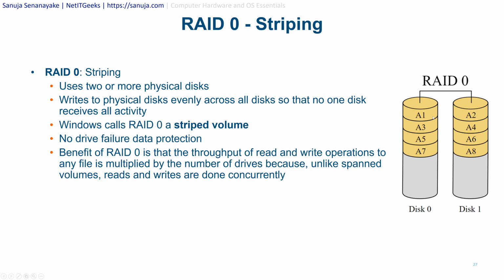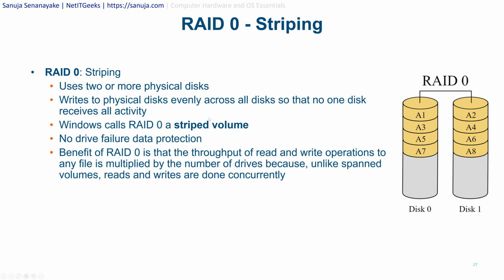In RAID 0, for example, if you have 2 disks, here's disk 0 and disk 1. Your data will be split across the hard drives. So A1, A2, A3, A4, A5, A6, A7, A8. Your file goes from A1 to A8, and they are split across the 2 hard drives, evenly spread across the 2 drives. Windows calls RAID 0 a striped volume. So you can actually create a software RAID 0 on your Windows 10 and Windows 11 and even Windows 7 and 8 machines.